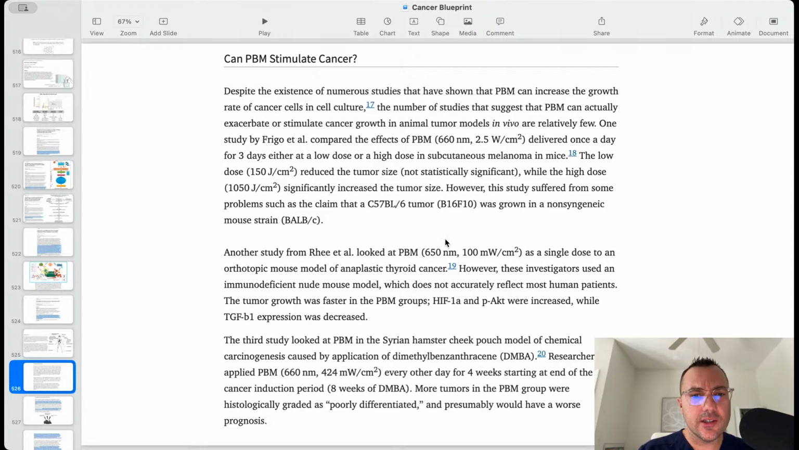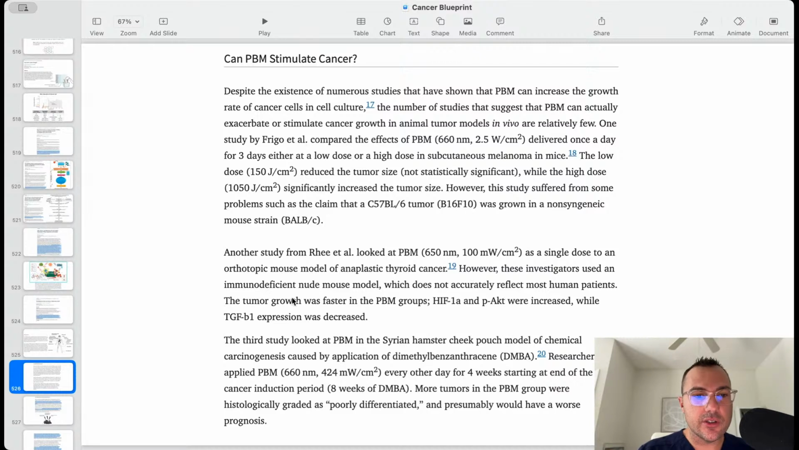Another study looked at 650 nanometers, again, right in the middle of the red range, as a single dose on this mouse model of anaplastic, or very highly disorganized, thyroid cancer.